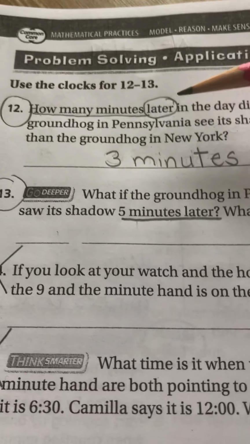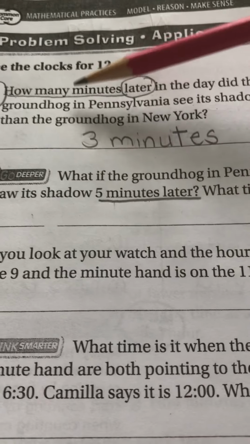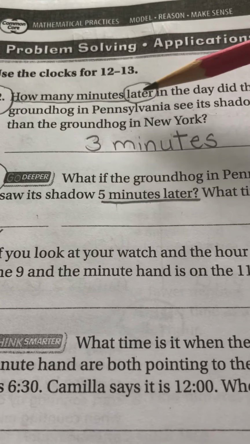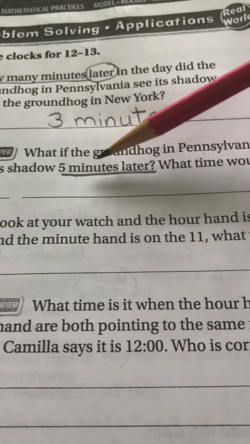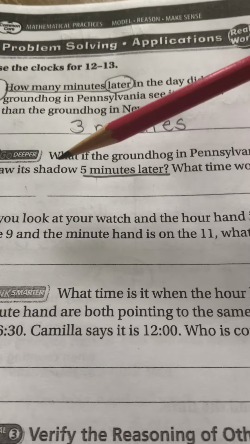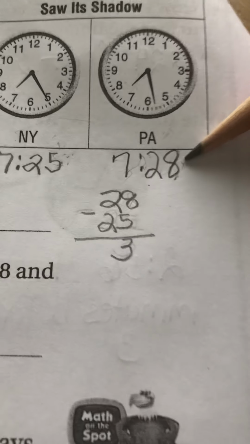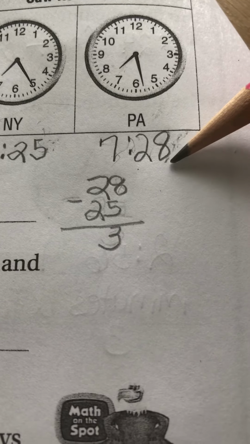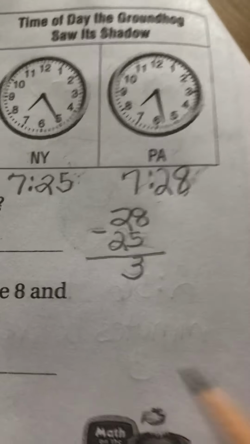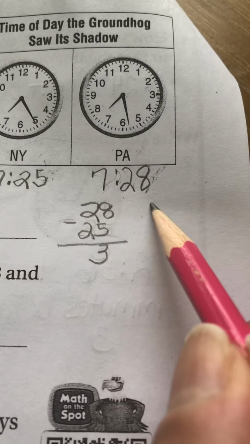Now notice up here in number 12, I said how many minutes later. That means to subtract because you're trying to find the difference. Here, you're not looking for the difference because it says, what if he saw his shadow in Pennsylvania 5 minutes later? We already know what time he saw it, but we have to add 5 minutes on to see what time it will be later. So if I add 5 minutes on to 28, I'm going to do this again.